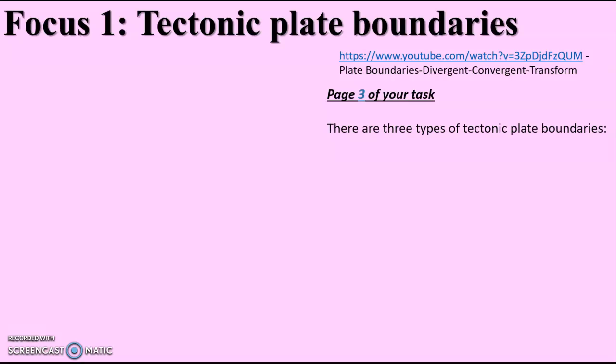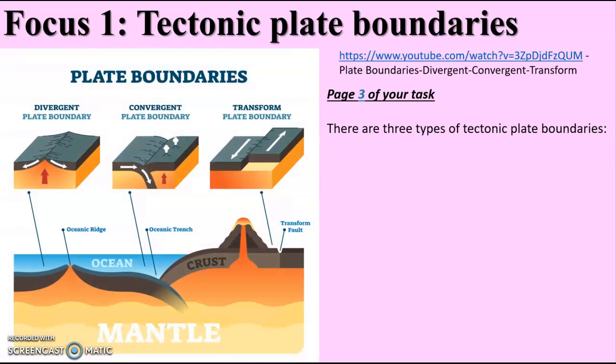So there are 3 types of tectonic plate boundaries that you need to be aware of. They are divergent plate boundaries, where the plates are moving away from each other, convergent plate boundaries where the plates are moving towards each other and crashing into each other, and transform plate boundaries where those plates are sliding along beside each other.